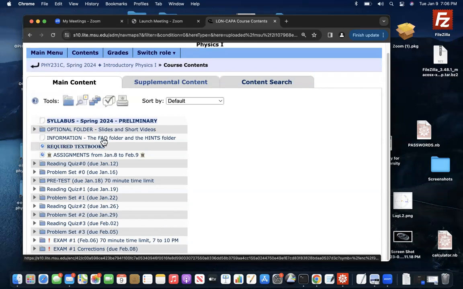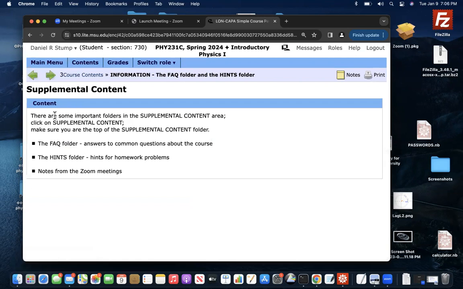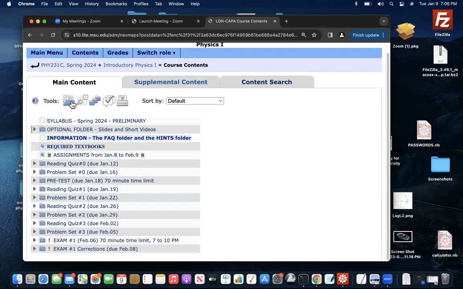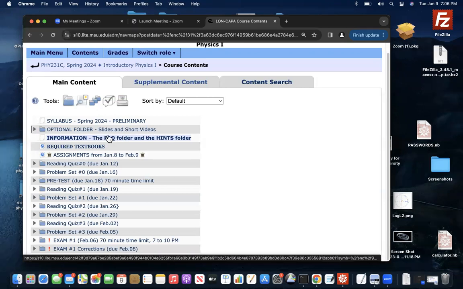Here's information about the FAQ folder and the hints folder. You're going to need to use those. So you can click on that. It'll tell you where to go. That's in the supplemental content area. So we'll look at the supplemental content in a minute. But there's information about the FAQ folder and the hints folder.